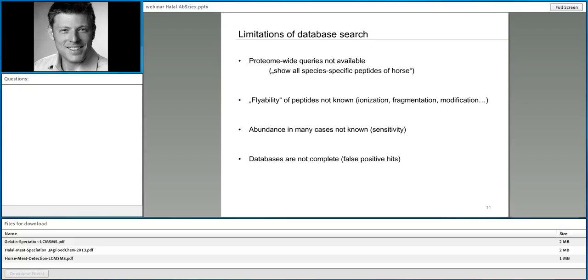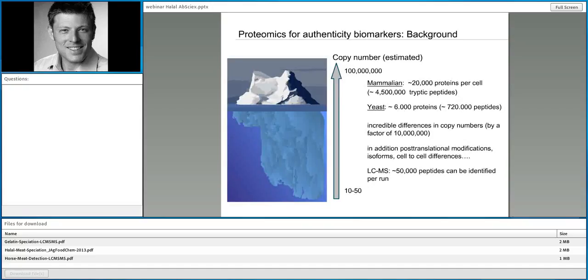No idea whether your peptides nicely ionize, whether they fragment nicely, or whether they may bear any modifications. And in many cases, you have no idea whether the abundance of this protein is high or not. For proteins like hemoglobin or myoglobin, you in general know that they're quite abundant, but for more exotic proteins, this might be a problem. And the next point is that databases in general are not complete. So you have the risk that you have false positive hits, which might be a problem in the method development. That's the reason why we, for our study, used the proteomics approach. So we experimentally identified our peptides.